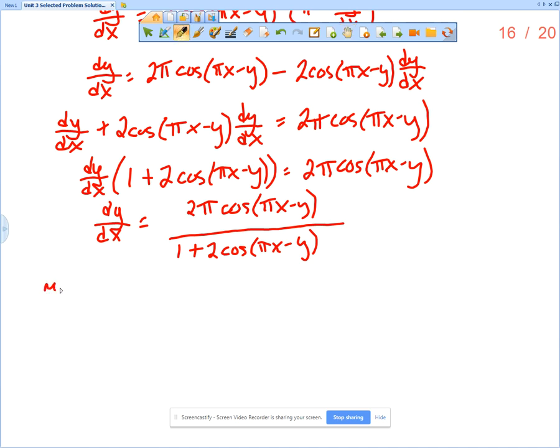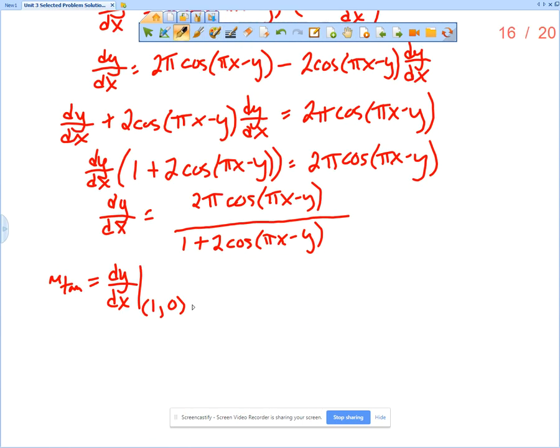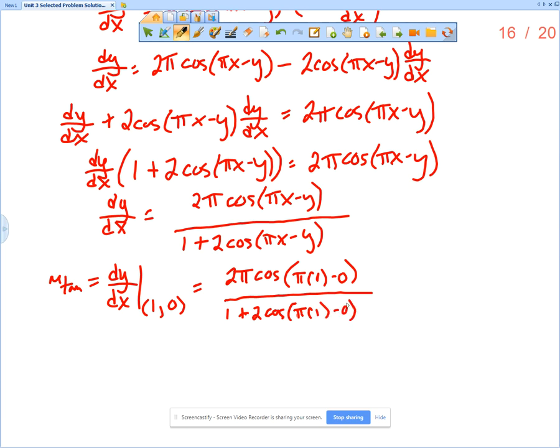In order to get the slope of the tangent, we are going to take dy/dx and evaluate at the point (1, 0). So x is 1 and y is 0. So 2 pi times the cosine of pi times 1 minus 0, divided by 1 plus 2 times the cosine of pi times 1 minus 0. So 2 pi times cosine of pi times 1 minus 0; well, that would just be pi.